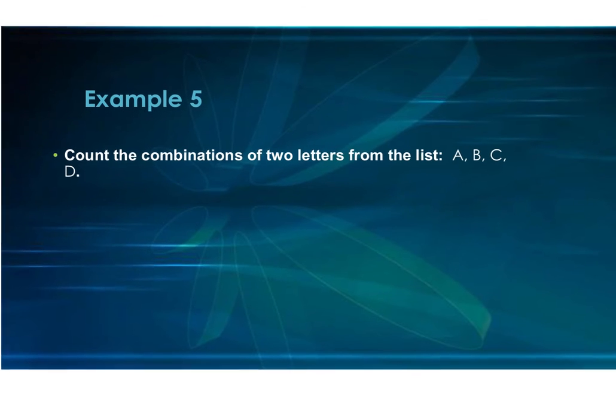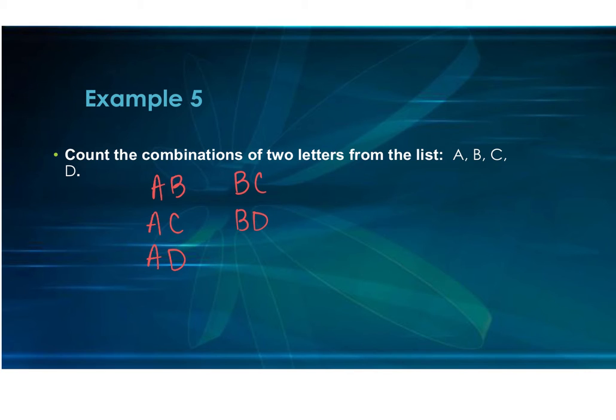In the next example, it says count the combinations of two letters from the list A, B, C, and D. So, do you agree that A can be paired with all three of them? A can be paired with B, A can be paired with C, and A can be paired with D? Do you agree with that? Yeah. What can B be paired with? C. Can B be paired with D? Can B be paired with A?